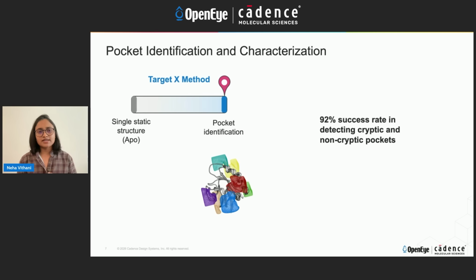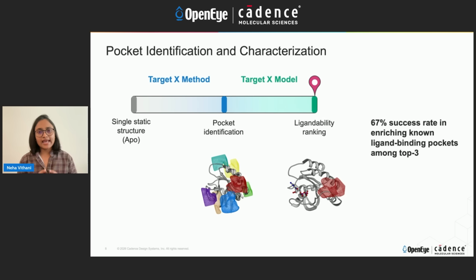At OpenEye, we first developed the TargetX method that uses molecular dynamics simulations to identify cryptic as well as non-cryptic pockets. This method achieved 92% success rates in predicting different types of pockets in diverse proteins. Next, we developed a TargetX model for predicting ligandability of these pockets, to identify pockets that have high likelihood of binding to small molecule ligands. We achieved 67% success rate in enriching known ligand binding pockets among the top 3.